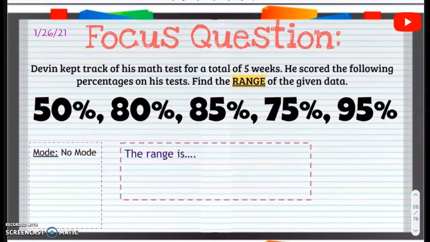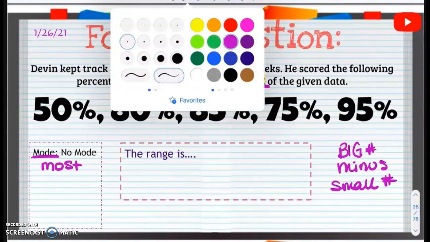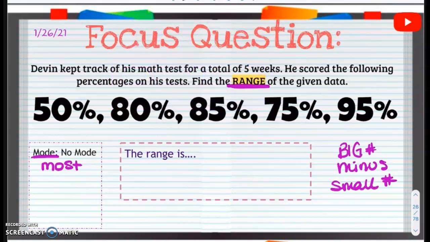So first of all, the mode we found yesterday was the number that we saw the most of, and there was none, so we just put no mode. Now we're going to find the range. Remember, the range is the biggest number minus the smallest number. So what I like to do is put them in order first.